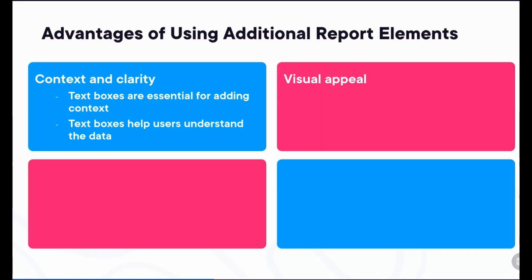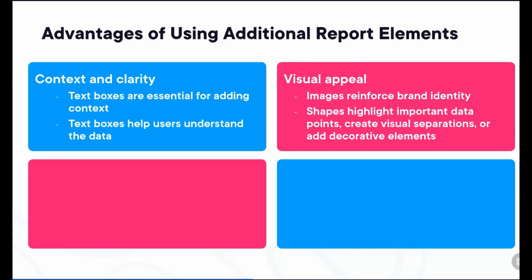Enhancing visual appeal. Images and shapes play a significant role in making your reports visually appealing. Images such as logos or icons can help reinforce your brand identity and make your reports look professional. Shapes can be used to highlight important data points, create visual separations, or add decorative elements that make the report more engaging. A well-designed report that is visually appealing can capture and retain the audience's attention, making it more likely that they will spend time exploring the data and deriving insights.